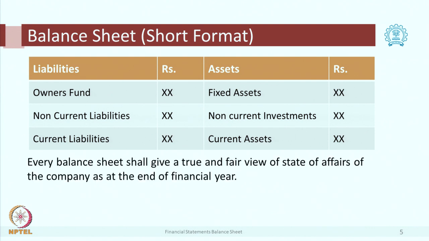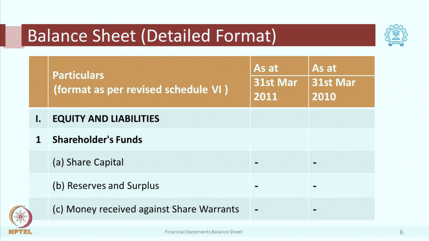After this, we had started a discussion on the format as per Schedule 6. Now, a few of you may be wondering what this Schedule 6 means. Schedule 6 is a schedule under the Companies Act. For all companies, the balance sheet is to be prepared as per this format. Under Schedule 6, the first part is I, which refers to equity and liabilities. That is what we had discussed in the last session. Under that, you have one, that is shareholders' funds. I hope you have understood it.